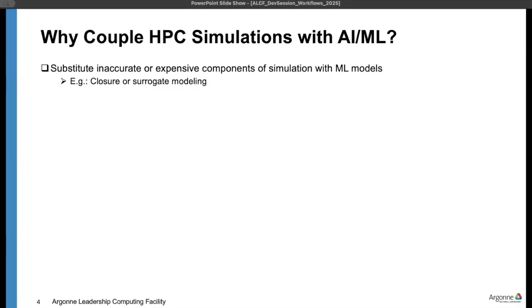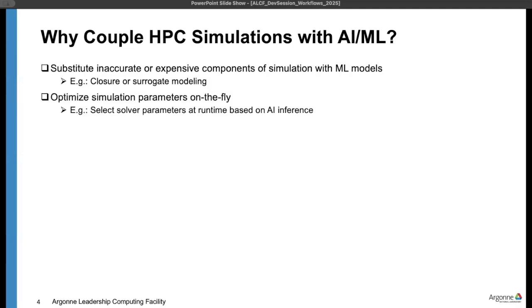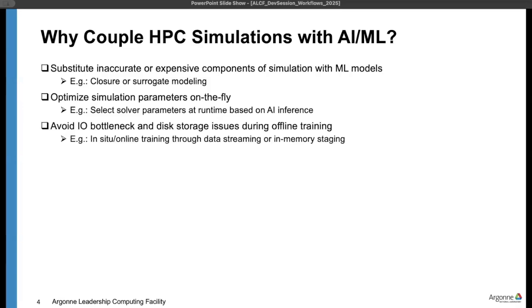So why would we want to couple traditional HPC simulation with AI? There's a number of reasons, and I have a couple here. First one would be to substitute inaccurate or expensive components of a simulation. This is traditionally called surrogate modeling or reduced order modeling. Closure modeling is another term. The other one would be to try to optimize some simulation parameters on the fly, at runtime. And so you could try to improve or select solver parameters based on model inferencing.